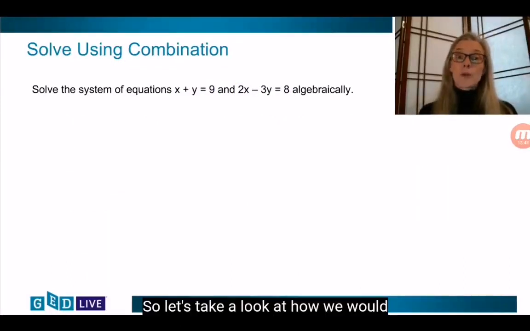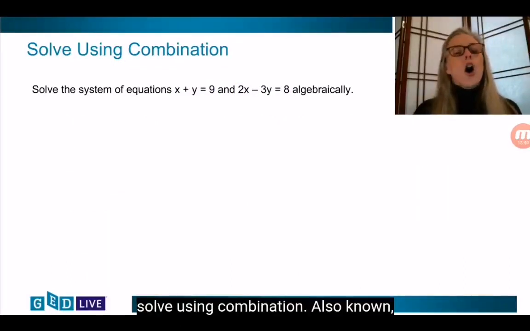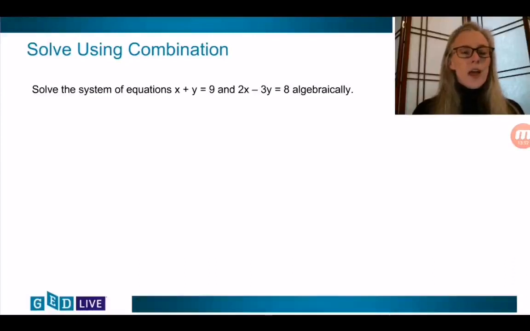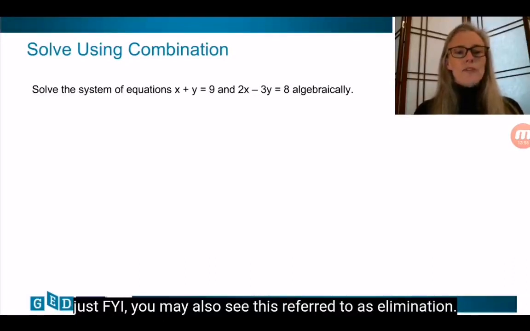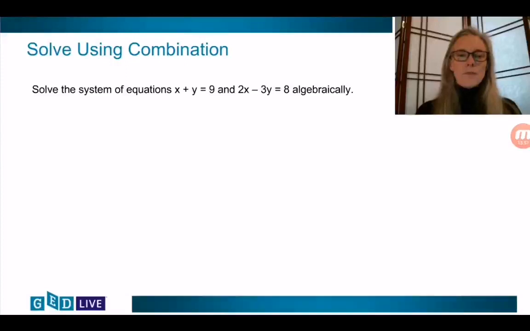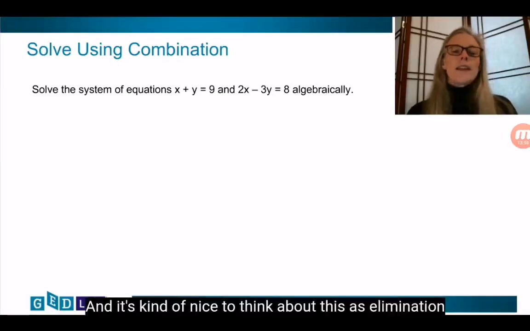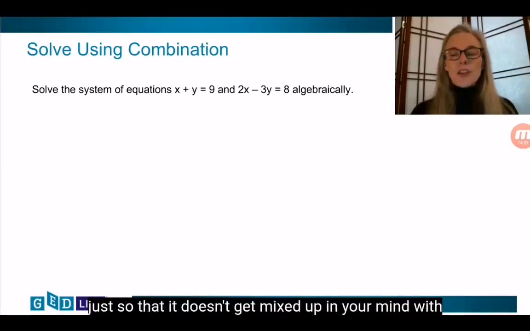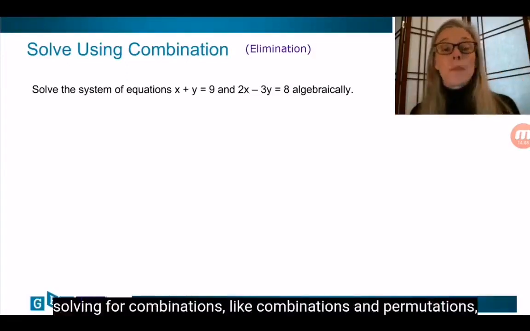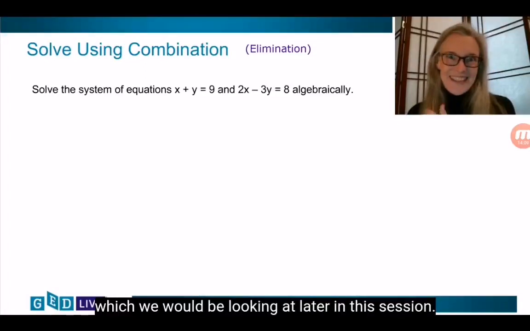So let's take a look at how we would solve using combination. Also known, just FYI, you may also see this referred to as elimination. And it's kind of nice to think about this as elimination just so that it doesn't get mixed up in your mind with solving for combinations, like combinations and permutations, which we'll be looking at later in this session.